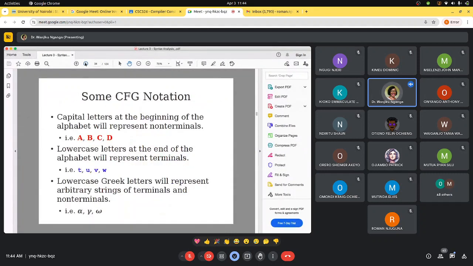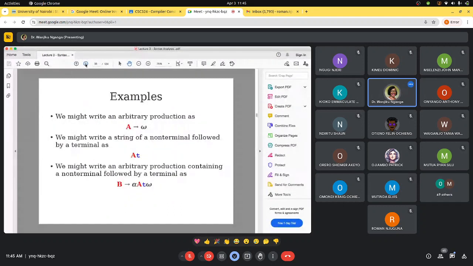So just as a refresher, we use capital letters, usually at the beginning of the alphabet, to represent non-terminals, like A, B, C, D, etc. We have lowercase letters to represent terminal symbols. And then here we're going to introduce the lowercase Greek letters to represent arbitrary strings of terminals and non-terminals that are combined. So in something like alpha, you know it is a string that has both terminals and non-terminals. Before we were calling them working strings. Yeah, so that's a working string that has both, or a partial derivation.